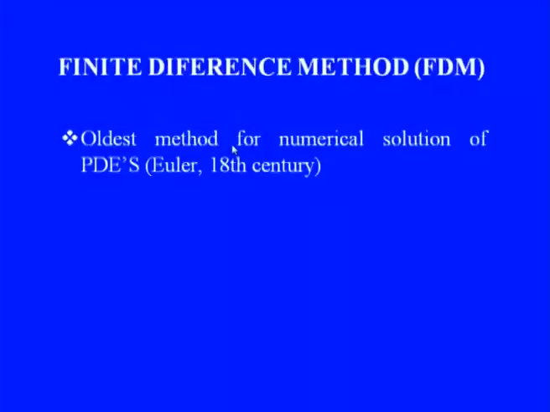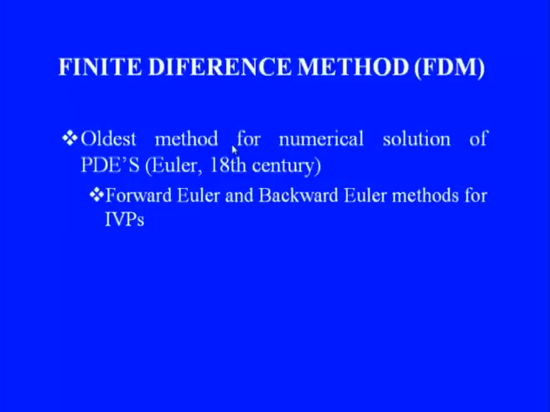So now let us see what is finite difference method, a brief look at its history. This is the oldest method for numerical simulation of partial differential equations. In fact, it dates back to the 18th century and is credited to Leonhard Euler. And the two methods which are still referred to by his name, forward Euler and backward Euler method for initial value problems, are both based on simple one step difference approximation of time derivative, and we will have a detailed look at both of these methods when we come to time discretization aspects.